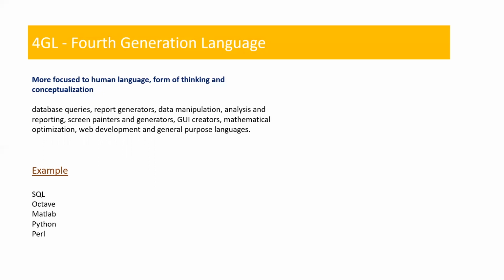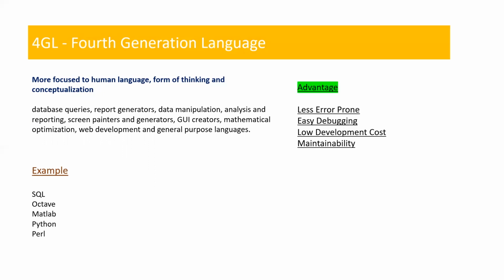But there's a debate among scientists about whether these are advanced 3GL or 4GL languages. There are a lot of advantages of fourth generation languages, like being less error prone, easy debugging, low development cost, and maintainability. Fourth generation languages are basically evolving a language in terms of simulating or emulating the human: how humans think, how humans conceptualize, how human language works in the world. These languages try to simulate and emulate that part.